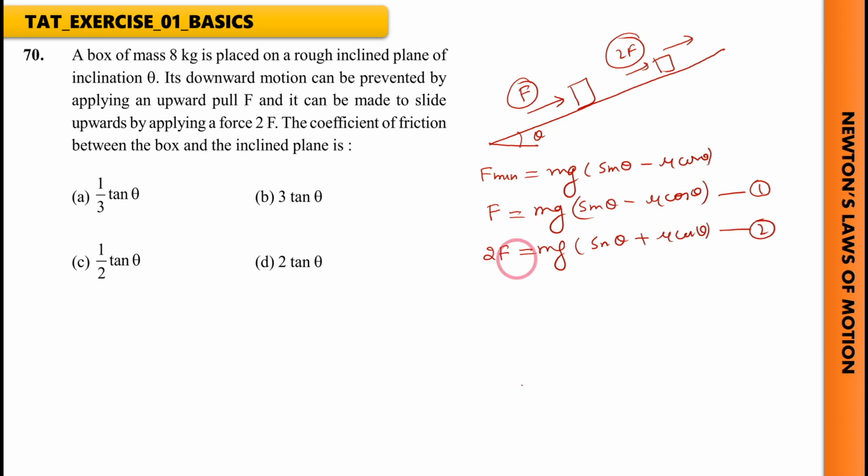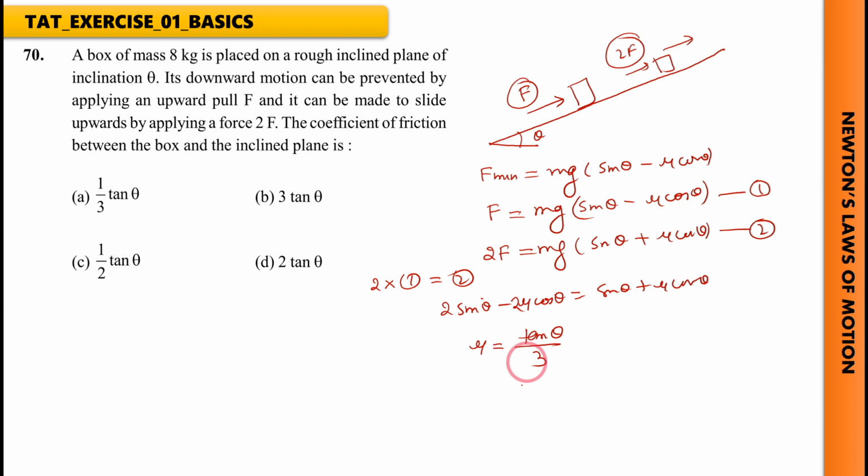Now we have to eliminate F in order to simplify it. So multiply by 2 in equation number 1 and then make it equal to equation number 2 to get it solved. Okay, so we will get 2 sin theta minus 2 mu cos theta equals sin theta plus mu cos theta. One sin is cancelling out, and we are getting mu equals tan theta by 3. Okay, so the answer will be A.